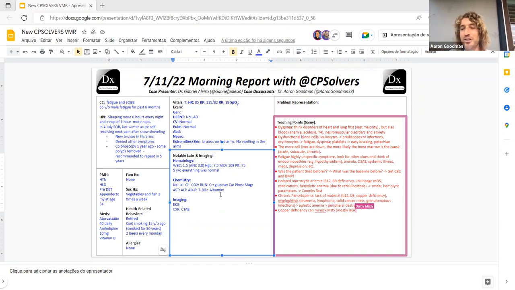Usually there's something clonal, then I would check a copper. Some doctors check a copper just at the start because why not check a copper? So that wouldn't be completely unreasonable. No thyroid disorder is going to do this, so I wouldn't even bother checking a TSH.